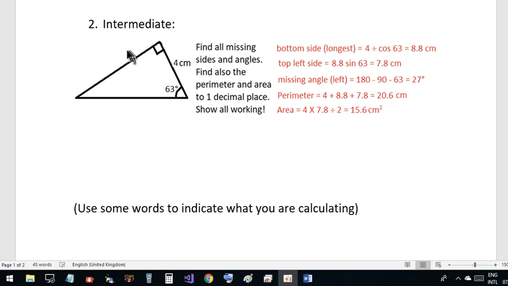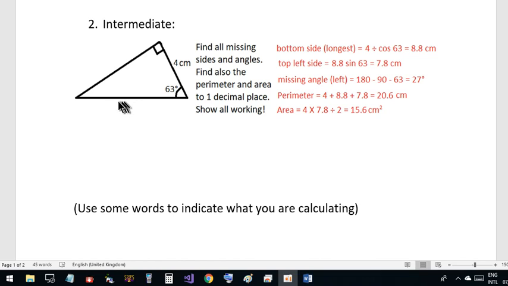Alright, now we're dealing with the opposite. We're trying to find this side here, which is opposite 63 degrees. Use the long side, 8.8 centimetres there, then we say sine to find the opposite side. So 8.8 sine 63.